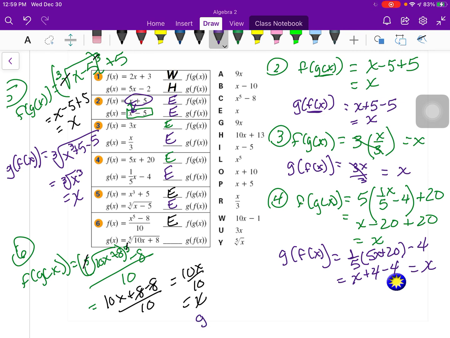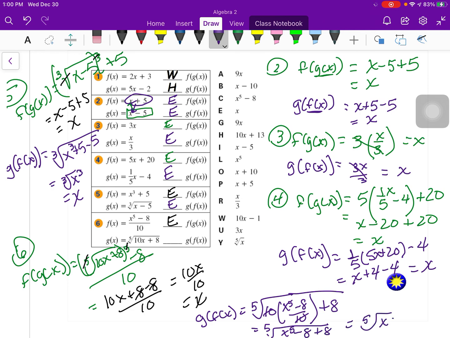And the other way, g of f of x, the fifth root of, in place of x, I put x to the fifth minus 8 over 10, and then I still have plus 8. So those undo each other, and I get the fifth root of x to the fifth minus 8 plus 8 is the fifth root of x to the fifth, which is x. So we can see, to verify that something is an inverse, we will do f of g of x, and we will do g of f of x, and we should get x. Then we have an inverse.